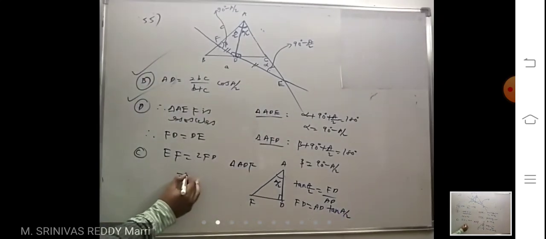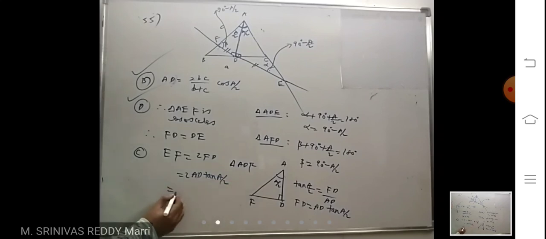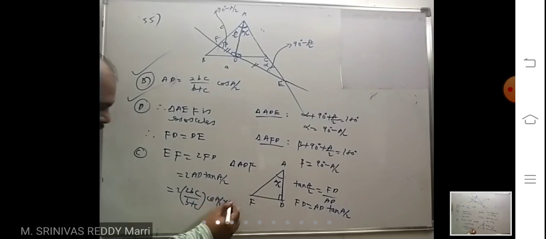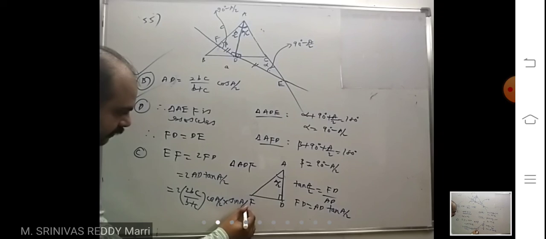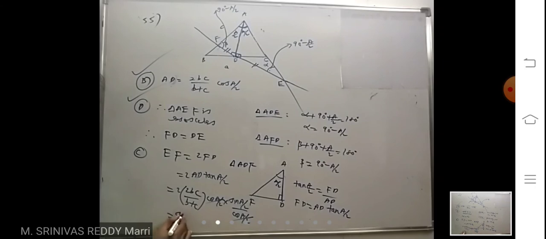Now I am substituting here: 2 into AD tan A by 2. That means 2 into AD, you know AD, you got option B: 2BC by B plus C into cos A by 2, into sin A by 2 divided by cos A by 2. That gives 4BC divided by B plus C into tan A by 2. So option C is correct.